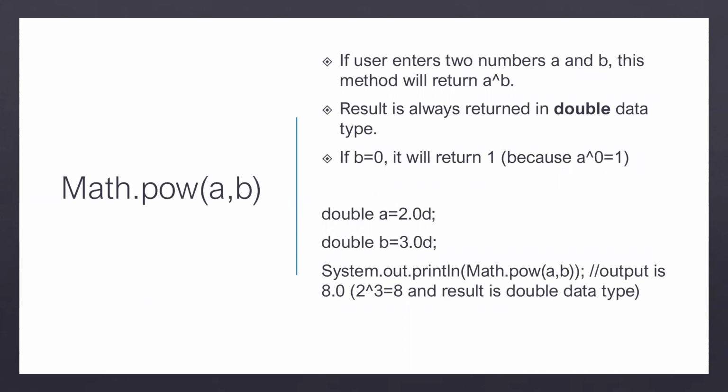Next is Math.pow, which stands for power. If the user enters two numbers a and b, then this method returns a to the power b, and the result is always a double data type. Also note that if b is equal to 0, then the output will always be 1 because anything to the power 0 is 1. So here you can see in the example, 2 to the power 3 will give you 8, and the result will be a double data type, so 8.0.